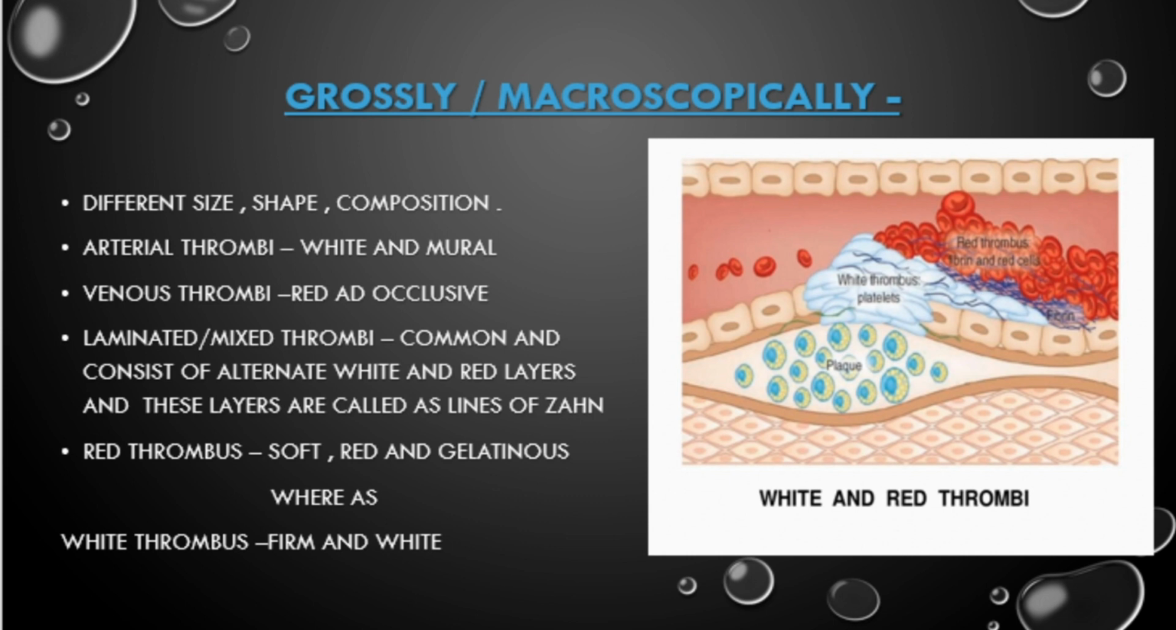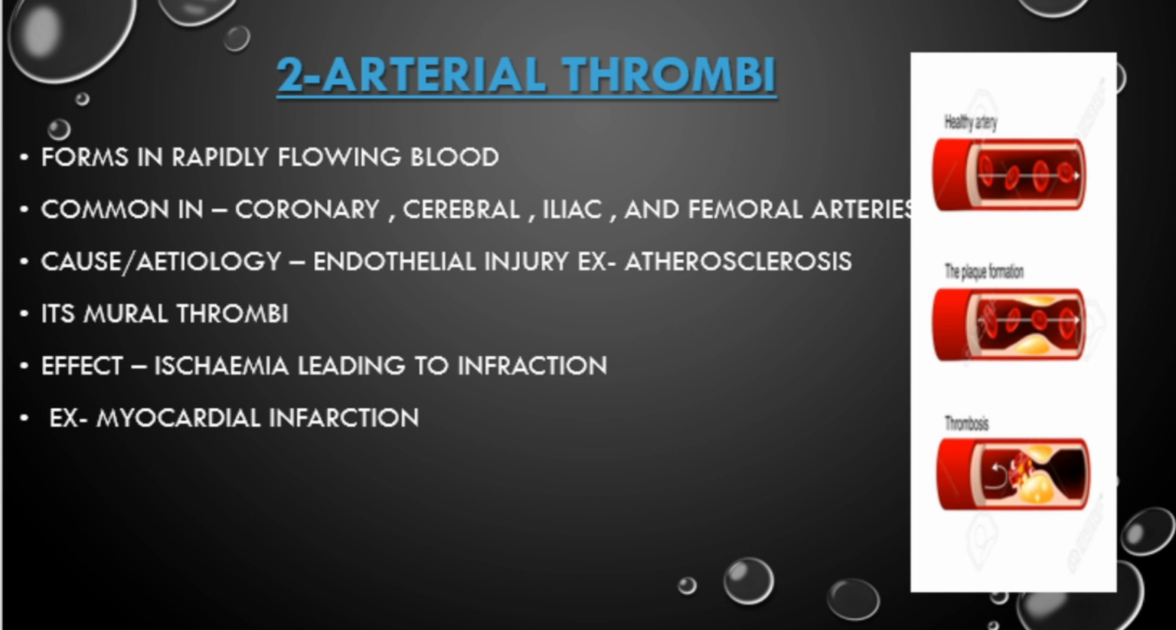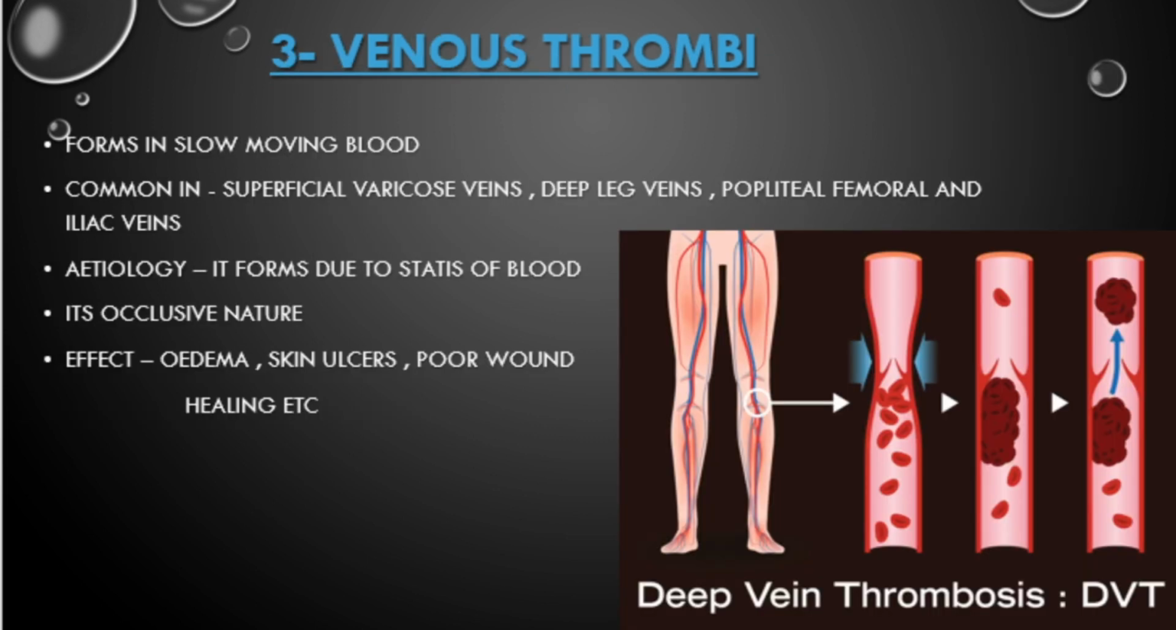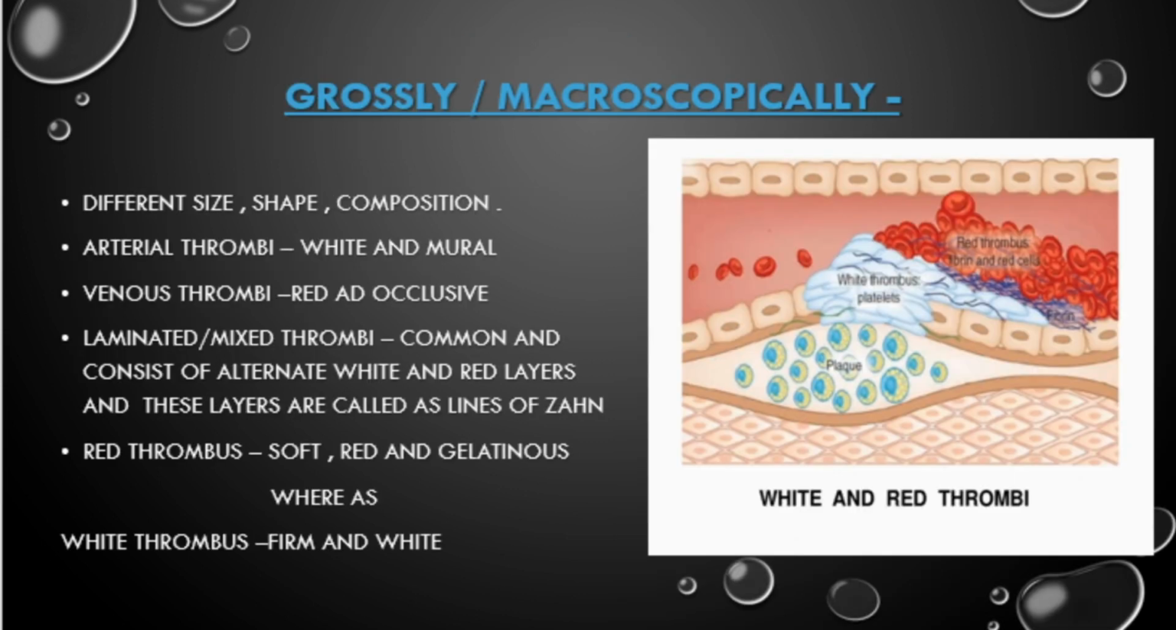And why does this red thrombus occur in veins only? Because arterial thrombi are formed in fast moving blood, which does not allow the RBCs and other constituents to adhere to the vessel wall. But in venous thrombi, the blood flow is slow, and that's why the RBCs adhere and form the red thrombus. That's why the arterial thrombus is white and mural, and the venous thrombus is red and occlusive.